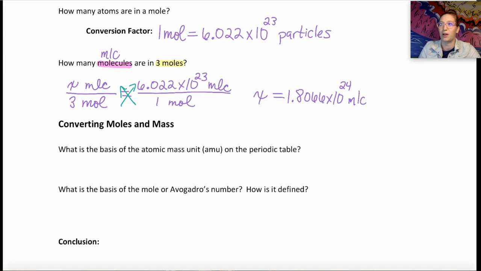This is not going to be my final answer yet because this is not rounded to the correct number of sig figs. We're going to use 3 moles as our least number of sig figs. So we're going to round to 1. We're going to make this 2 times 10 to the 24th molecules.